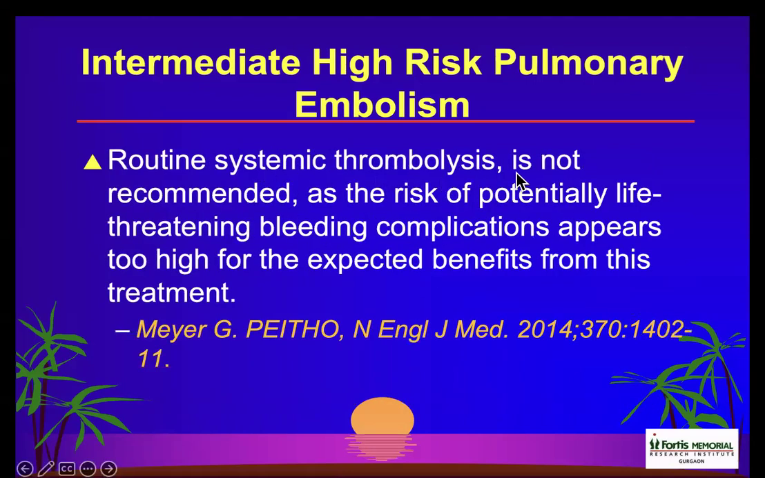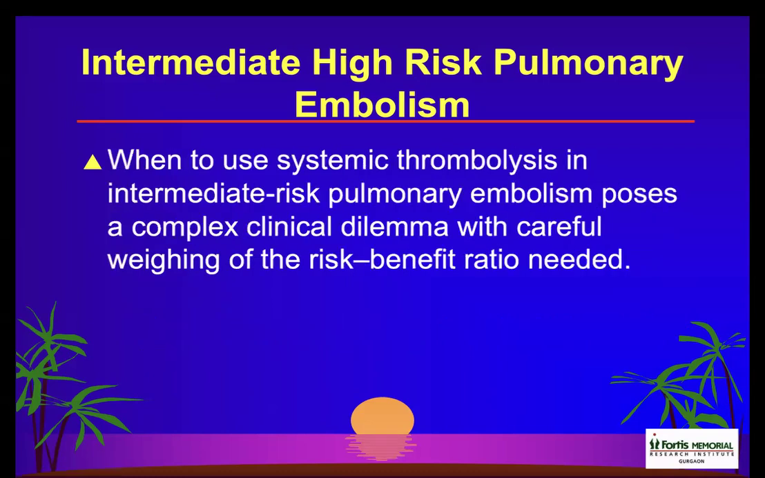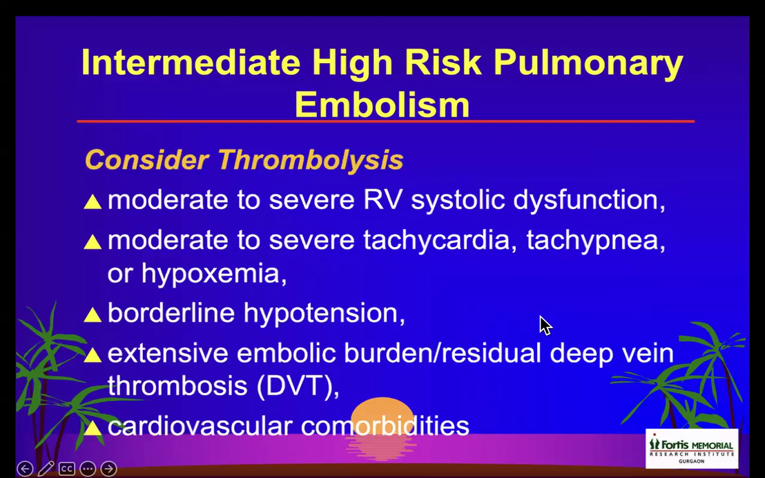Therefore, routine systemic thrombolysis is not recommended, as the risk of potentially life-threatening bleeding complications appears to be too high for the expected benefits from thrombolysis in this group of patients. So when to use systemic thrombolysis in an intermediate high-risk pulmonary embolism patient? This is a complex clinical dilemma where a careful weighing of the risk-benefit ratio is needed on a case-to-case basis.